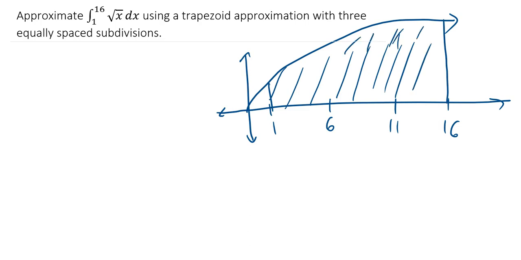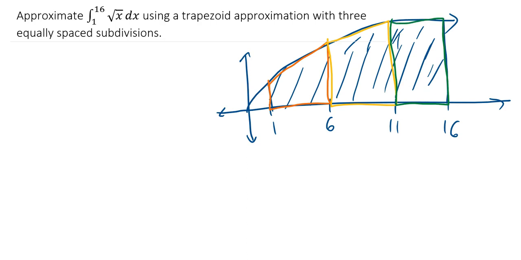I'm estimating this area by thinking about 3 trapezoids. It's not always 3, and it's not always equally spaced, but in this case, 2 problems in a row, it was equally spaced, and it was 3 of them. My first trapezoid will go from 1 to 6. Then I've got one from 6 to 11. And then I've got one from 11 to 16.